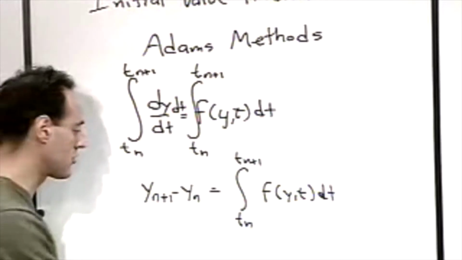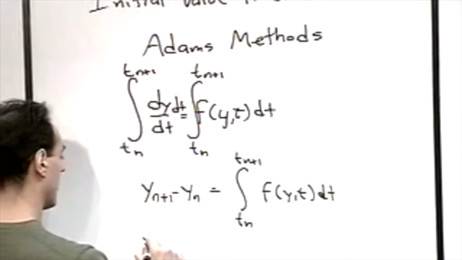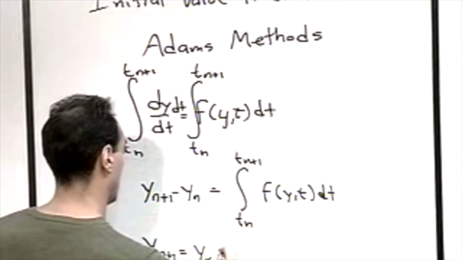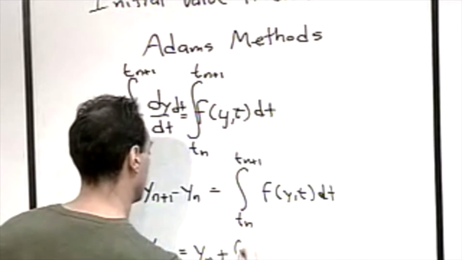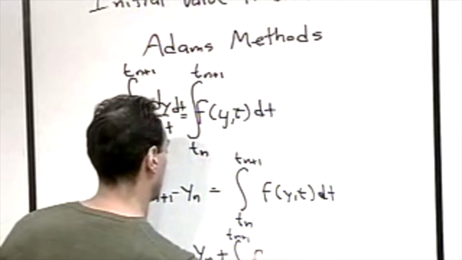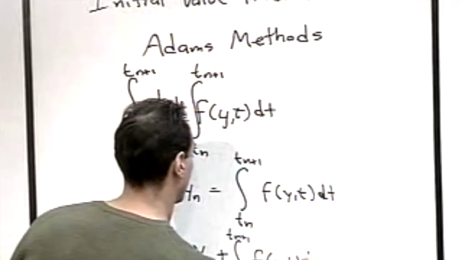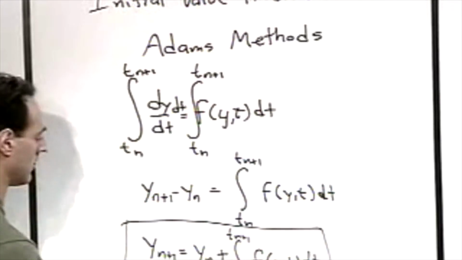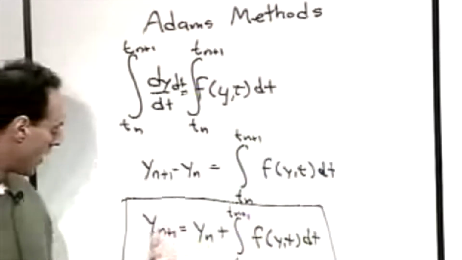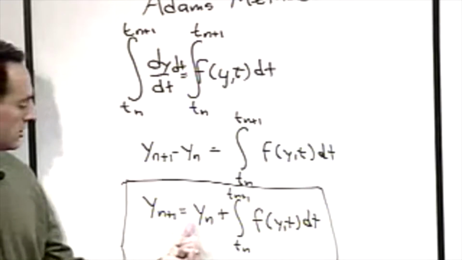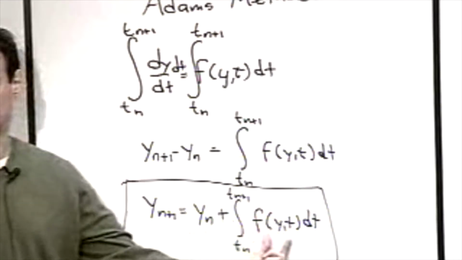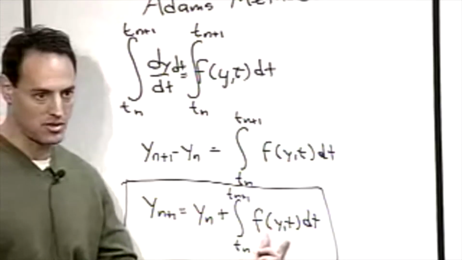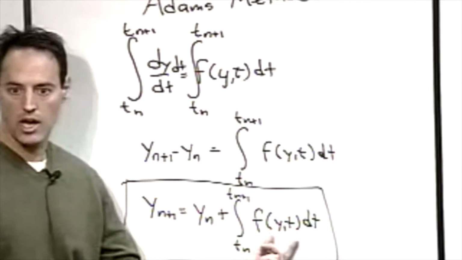So you can think about it this way. I can now move this y of n over, and look what I have again. I have an iteration scheme. Not quite yet, but I have something starting to look similar to what I had before. My solution in the future is what it is right now, plus something. Before, this was delta t times something. Now we have this thing here, and we have to figure out how to deal with this.